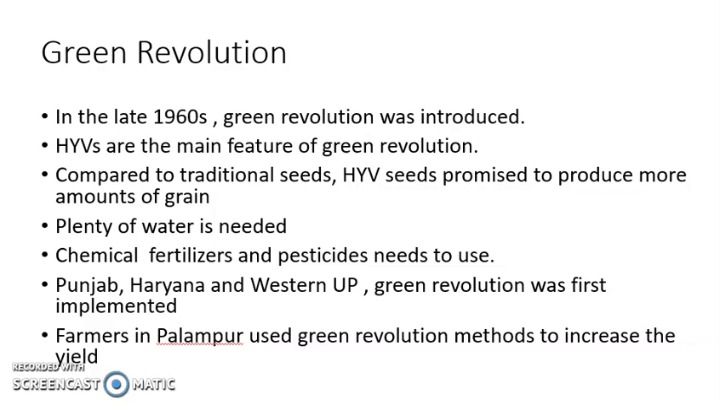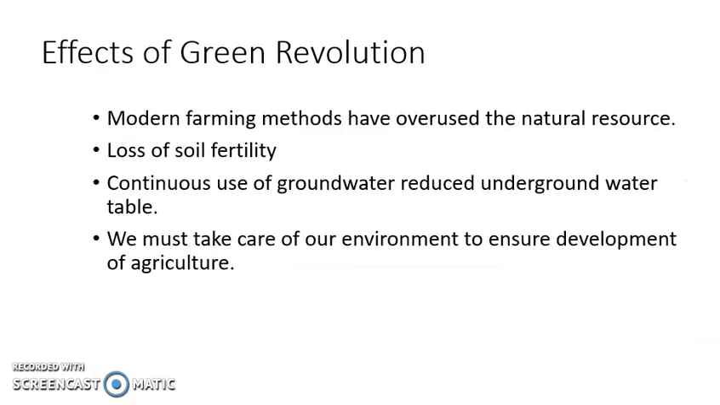In the same way, Palampur people also came to know about Green Revolution techniques. They started using HYV seeds in their farms. Farmers in Palampur started these methods to increase the yield. So the Green Revolution was another method which can bring a greater amount of food grains, or a greater harvest, for the farmers. But we could see that the Green Revolution has many adverse effects.